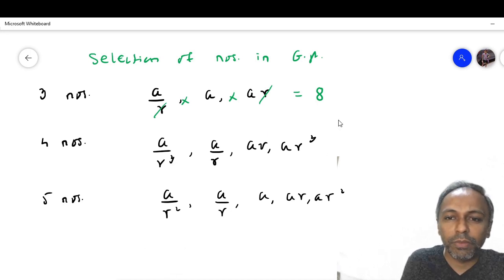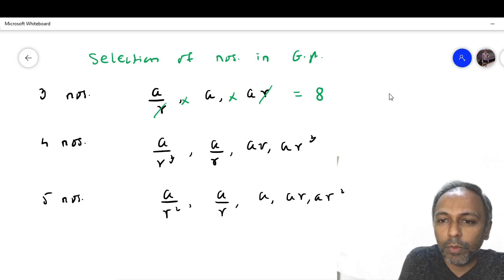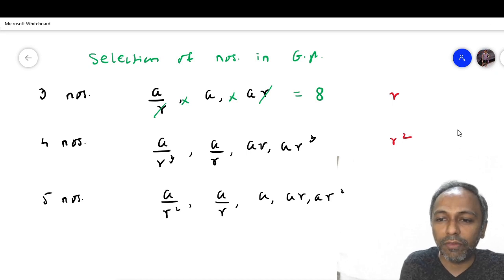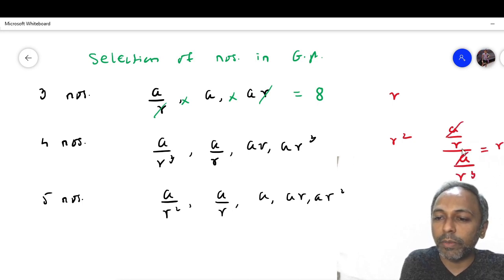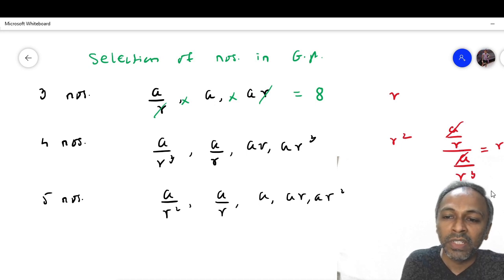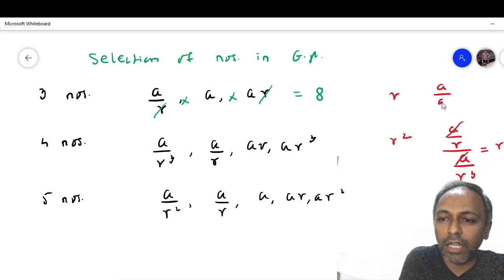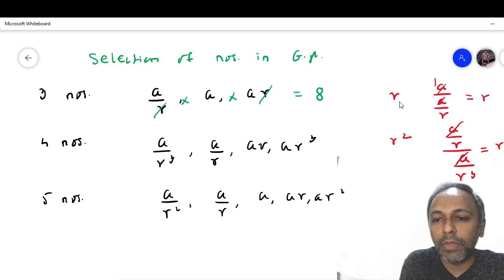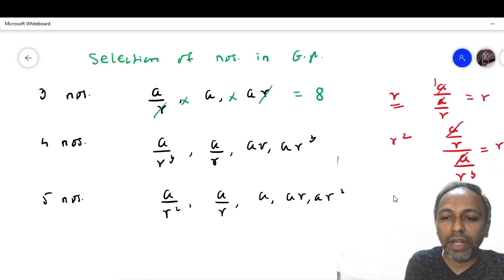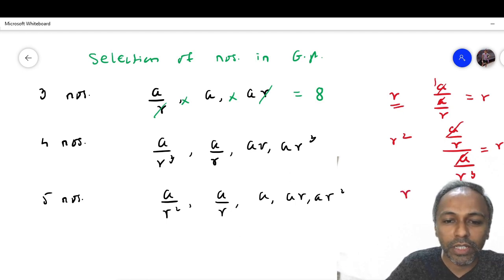Here, just for observation part, remember the common ratio here was R only, but in this case the common ratio is R square. You can verify it by doing A upon R cube. A will get cut and R square will remain when you cancel R with R cube. So common ratio in the second, that is when you are choosing four numbers, is R square, while in the first case it's easy to understand, A upon R. A will get cancelled out, R will go in numerator and become R, hence R. Similarly with five numbers, the common ratio remains as R only.